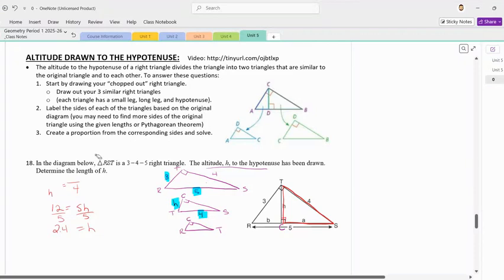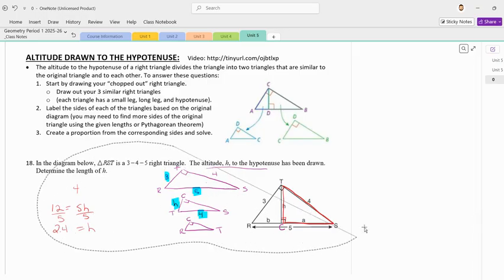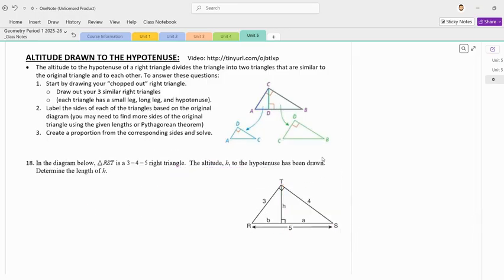When we're doing these questions, we need to recognize the phrase altitude drawn to hypotenuse. That's going to be one way that we're going to recognize what's going on here. And then the other thing we're going to recognize is the diagram. So we have our right triangle that's being cut with this altitude. We're creating three triangles, okay?